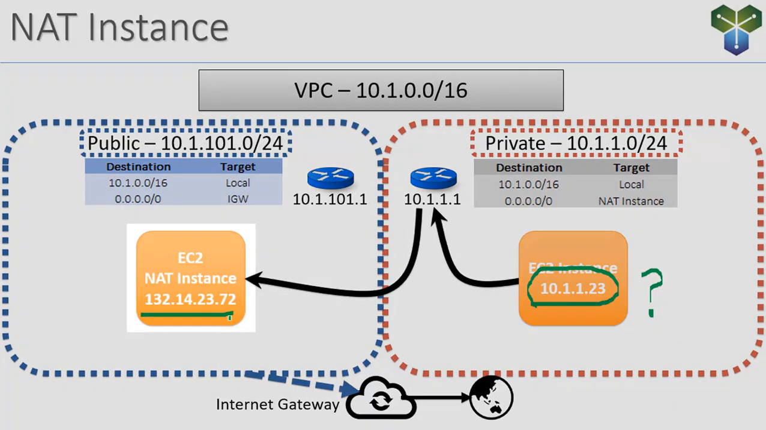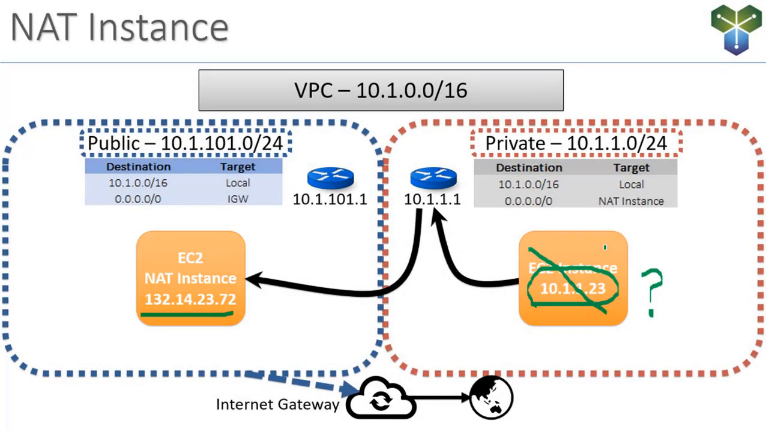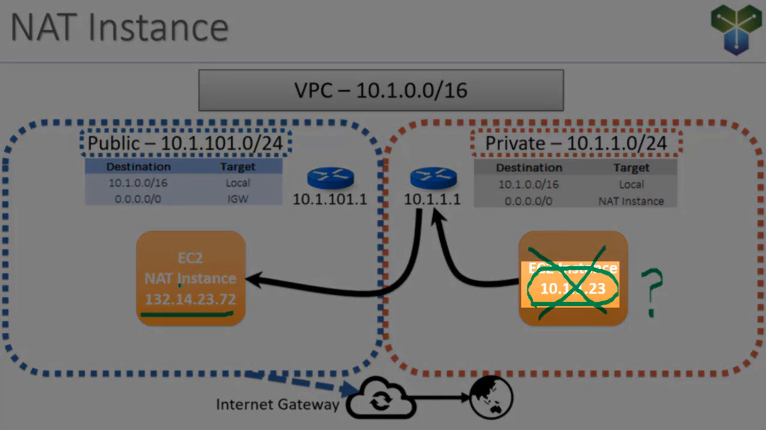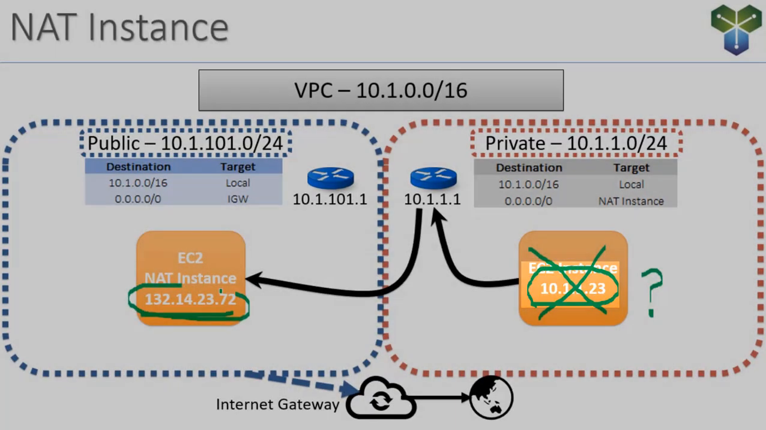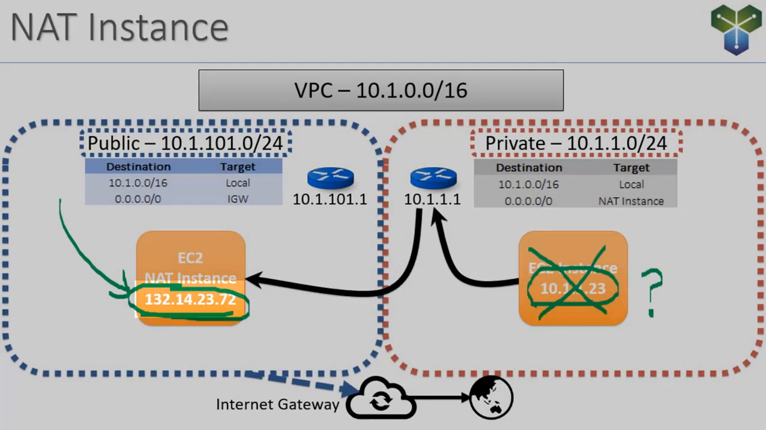But remember, my NAT instance has a public IP address. So that's the purpose of the NAT instance. It's going to perform what we call a source NAT translation. It is going to pull out this IP address and change the source IP to this IP address. So when that traffic actually makes it to the internet, it'll have a usable public IP address.